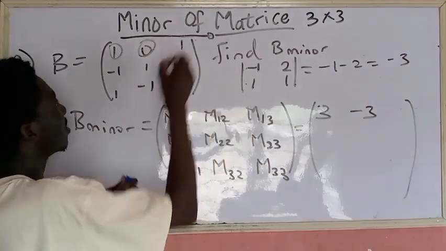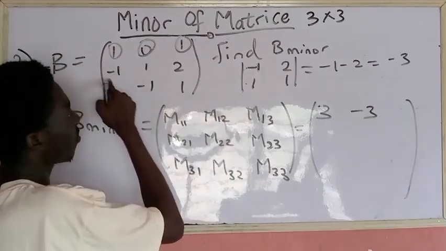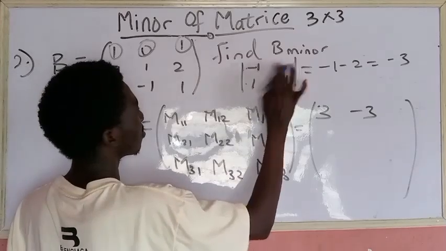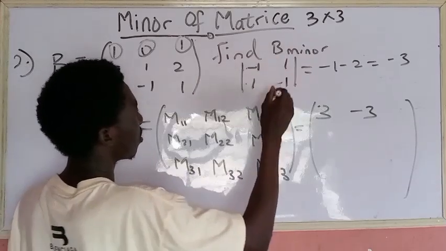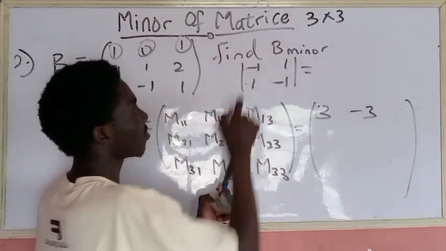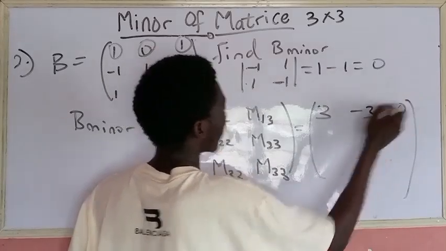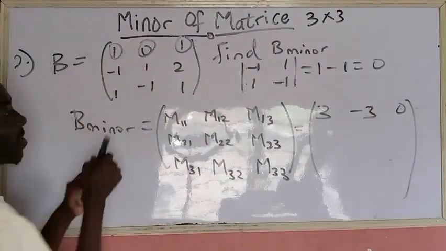Next one. This one blocks this column and blocks this row. You can see. So I've left minus 1, 1 and minus 1. And minus 1. And that is a plus 1 minus 1. And that gives us a 0.